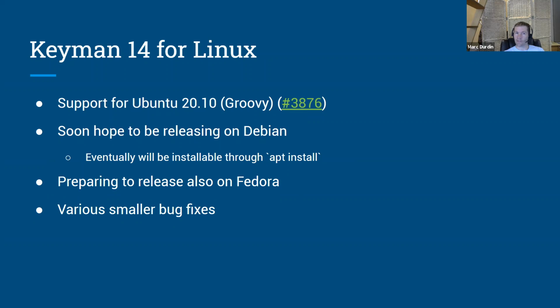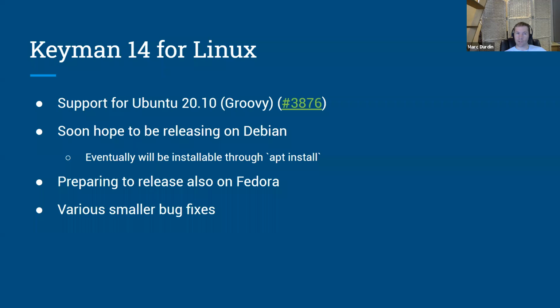Keyman for Linux. Eberhard has recently joined the Keyman team and has taken on looking after Keyman for Linux. That was quite close to the end of the Keyman 14 development cycle, and so he's mainly been working on some bug fixes in this release, but we'll have more functionality in upcoming releases. Even so, even though he had only a few weeks, he's managed to squeeze in some support for the latest release of Ubuntu 20.10, or Groovy.